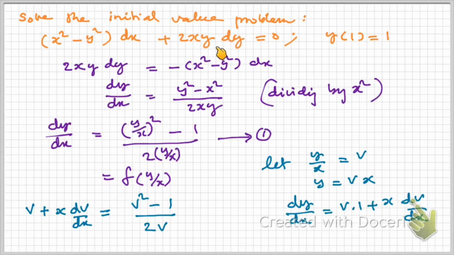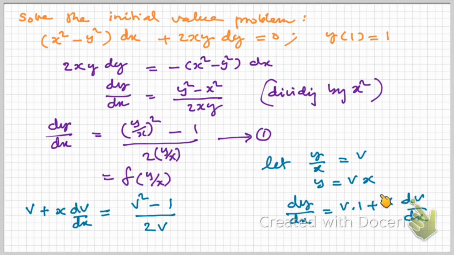So I left the dy term on the left side and shifted the rest to the other side. Made dy by dx the subject, and this is what we get. And then we divide each term by x square. So it looks like that. y square by x square is y by x, the whole square. x square by x square is 1. Here 1 by x cancels, so 2 times y by x, which is f of y by x.